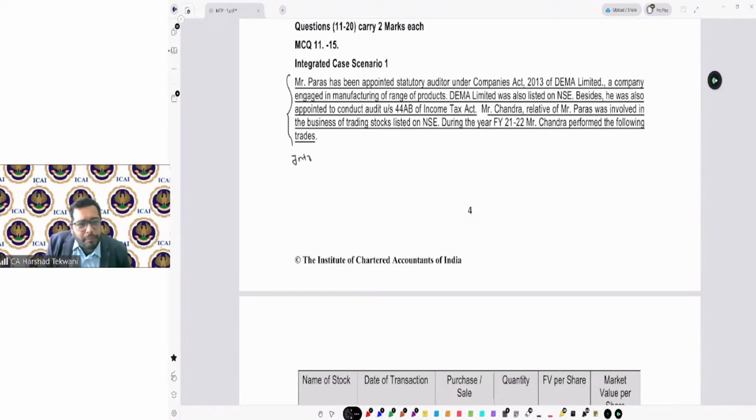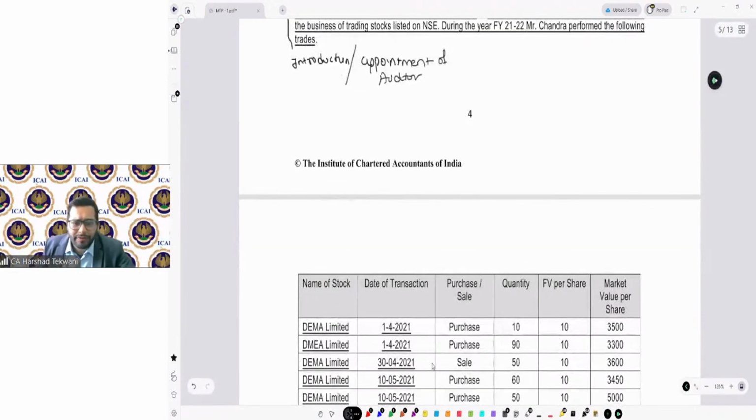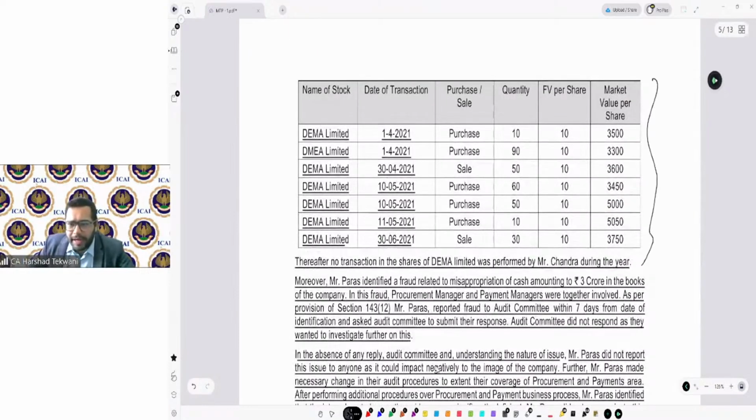is introduction, and I could say, okay, there is a Mr. Chandra who is a relative trading stocks, and Mr. Chandra performed the following trades, could be related to appointment. So whatever I feel, I will write it down. Could be related to appointment of auditor, introduction or appointment of auditor. Again, the same table is part of that. I could see this is related to appointment of auditor. Fine.